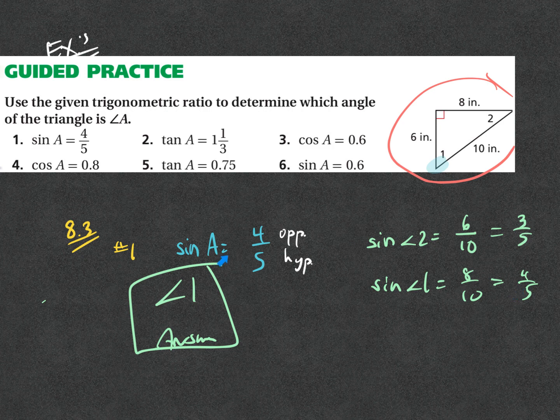That's the one. It didn't work at angle 2 because sine of angle 2 would be the opposite side over the hypotenuse, which is 6/10, which is not 4/5. We needed 4/5. So we'd definitely be at angle 1.